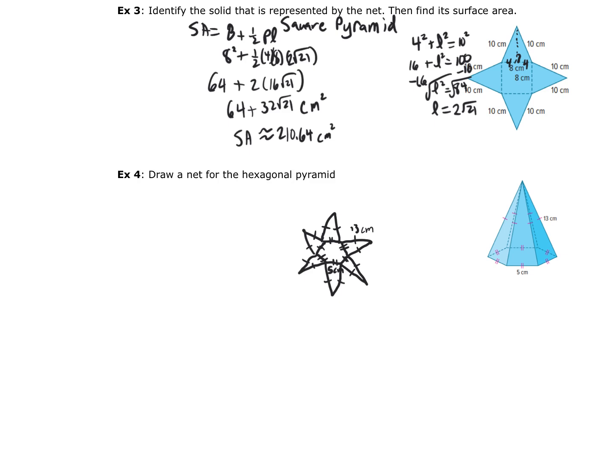You just draw the base first, and then you're going to draw triangles. It's always triangles for a pyramid. You're always going to draw triangles off of the base, off of the face, each side of the base. So that is it for nets and drawing two-dimensional figures, or representing three-dimensional figures with two-dimensional figures.